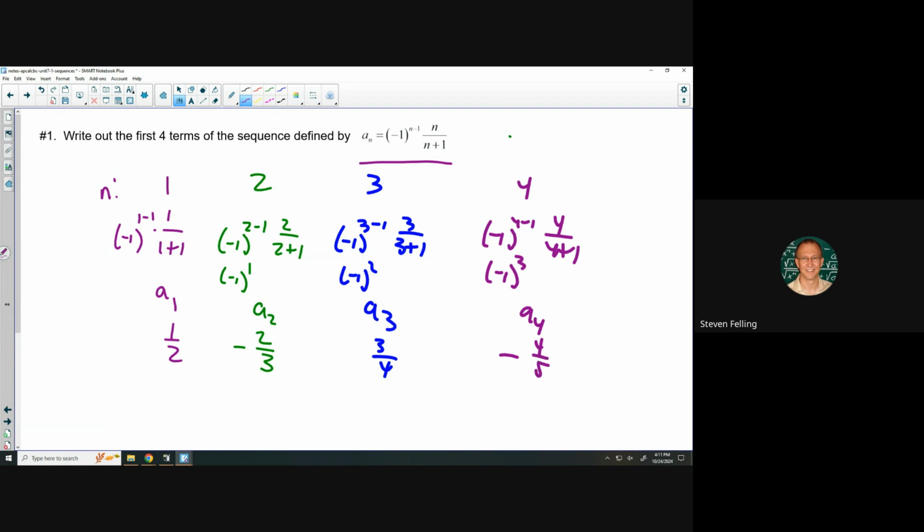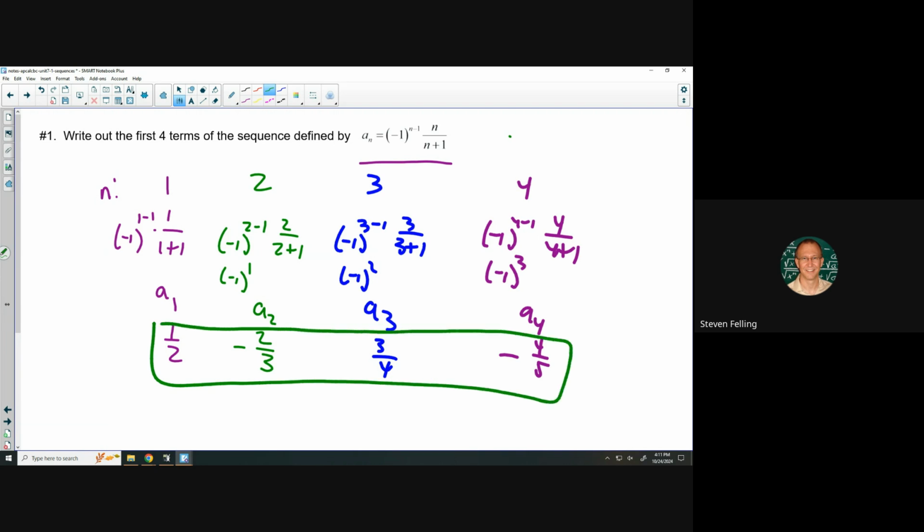So this sequence has the following. This is the resulting sequence here: 4 terms of the sequence, 4 numbers in a particular order. Okay, so that would be writing out the terms of the sequence given its rule.